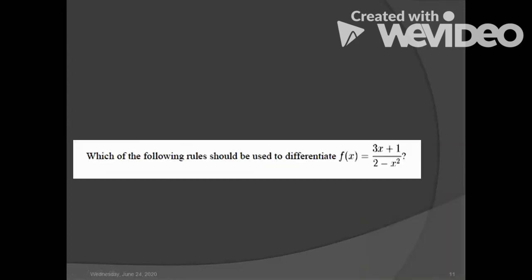Alright, so this is a very simple question. Which of the following rules should be used to differentiate that function? It's a multiple choice question, and the responses would have been given, but obviously it's a fraction, so we would have used the quotient rule. Alright, so the answer is quotient rule. And in the two other questions we did before, we used the product rule. So moving on.